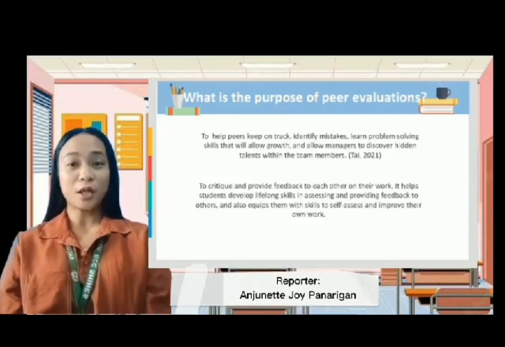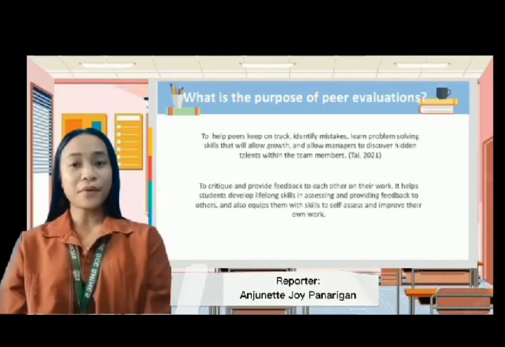Peer evaluation helps us to monitor our performance and to monitor others' performance as well, or our peers' performance, if they are the ones who will be evaluated. It also identifies mistakes, and by having identified mistakes, we are able to make solutions that will serve as the key for us to grow and improve our performance.